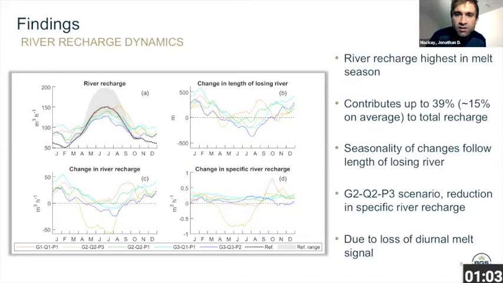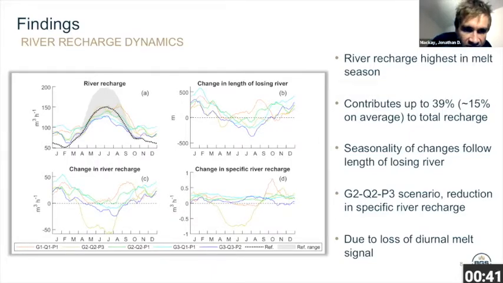The seasonality of changes pretty much follows the length of losing river. If we look at figure C, we can see that river recharge is projected to increase, particularly in the winter months when groundwater levels are predicted to fall. That's essentially due to the length of losing river, which is projected to increase as well, and you can see that in figure B.